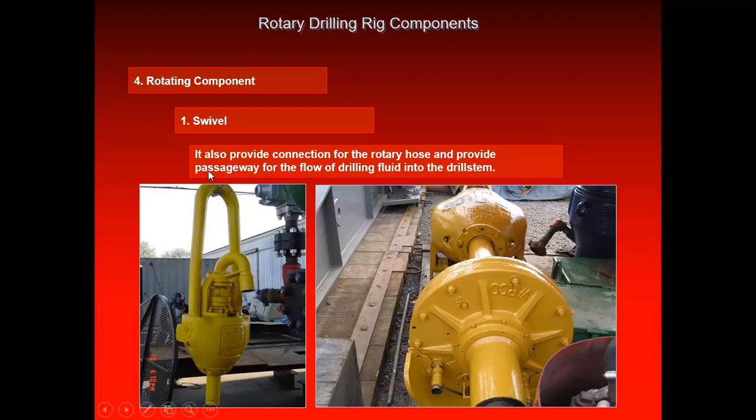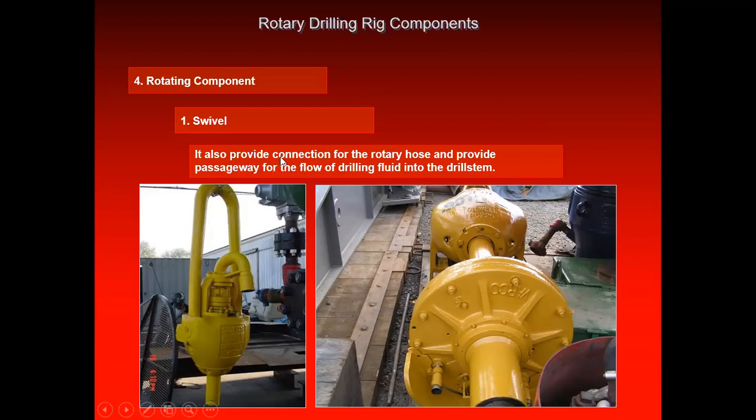The second thing is the above portion is connected with the traveling block and is stationary. It is not movable 360 degrees. And the lower part has the bearing, like you see here. So the lower part is movable, rotatable. The upper part is static, which is connected with the traveling block to lower and raise this. And the lower part actually can provide the rotation. That's why it's called swivel. Swivel means rotate.